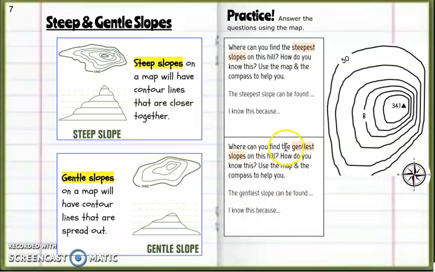And then the second question, where can you find the gentlest slope on this hill? How do you know this? Use the map and the compass to help you. The gentlest slope can be found, and then you're going to tell me where can you find the gentlest slope on this mountain or on this hill. And then how do you know this? By looking at this, what was your clue? What was the proof of a gentle slope? Okay. Go ahead and hit pause on the video, and when you are ready to move on, go ahead and hit play.